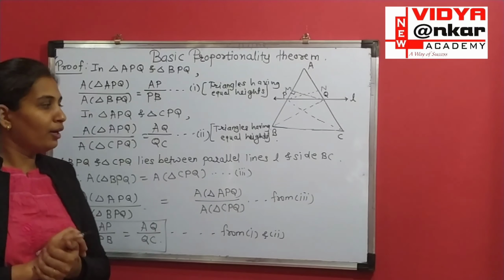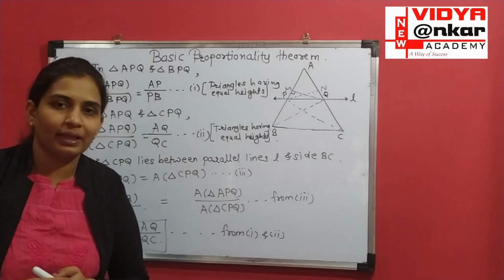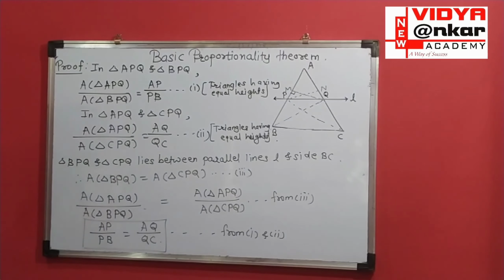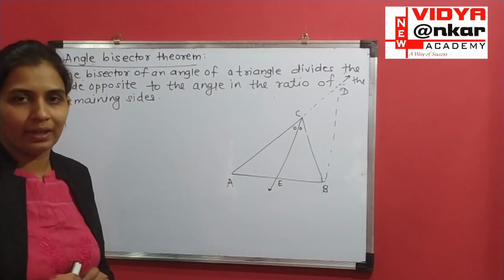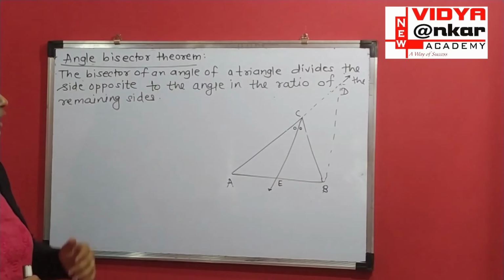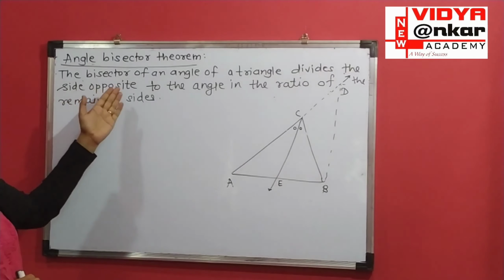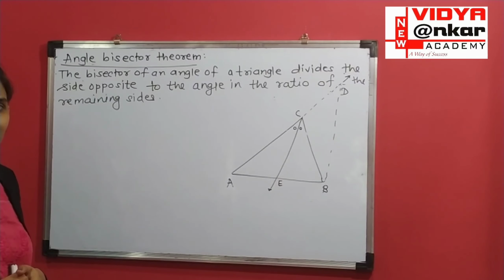Okay. Now students, we will study about angle bisector theorem. So let's start angle bisector theorem. Now, what is angle bisector theorem? The statement is: the bisector of an angle of a triangle divides the side opposite to the angle in the ratio of the remaining sides.